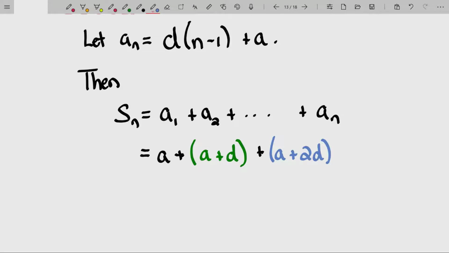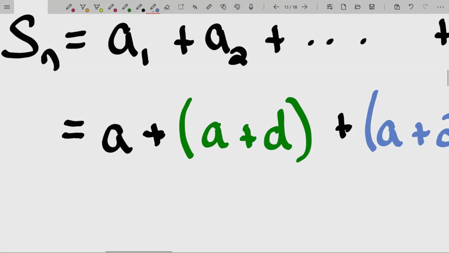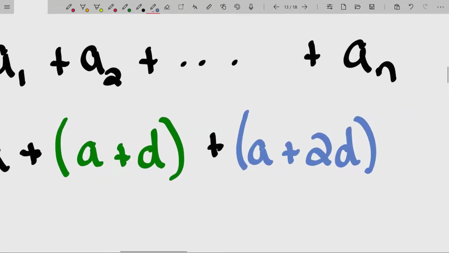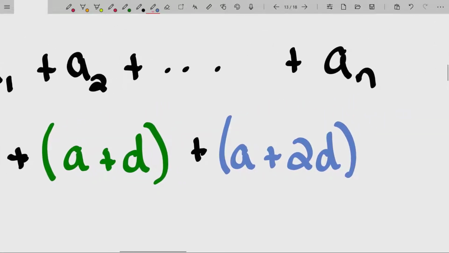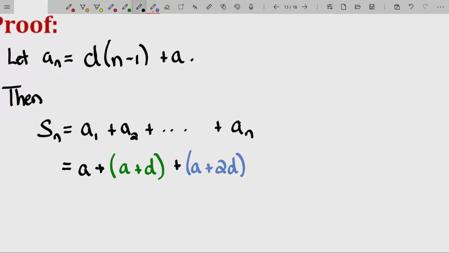So the black a is the very first value. The green a plus d is the second term. The blue a plus 2d is the third term, or a sub 3. And you can keep doing this all day long, so plus dot dot dot until you get all the way down to the nth term. And we know the nth term is going to be, let me put it in brackets, a plus n minus 1 times d.